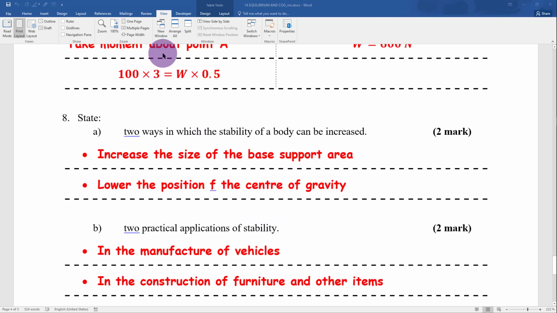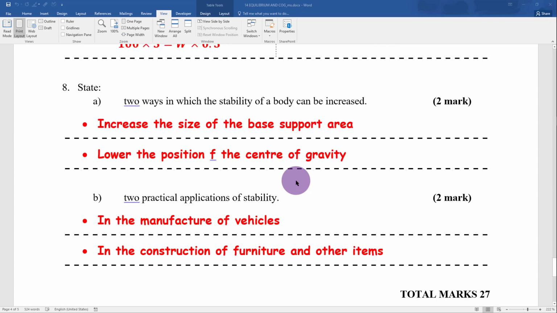In question 8, we were asked to state A, 2 ways in which the stability of a body can be increased. And of course, there are just 2 ways. Increase the size of the base support, and number 2, lower the position of the center of gravity. At this point, I would like to mention that when we are talking about the base support, it is wrong to call it the surface area.